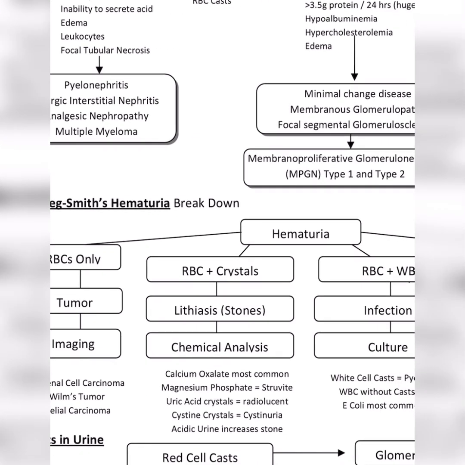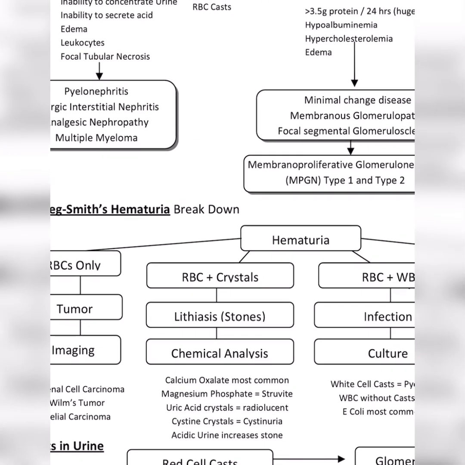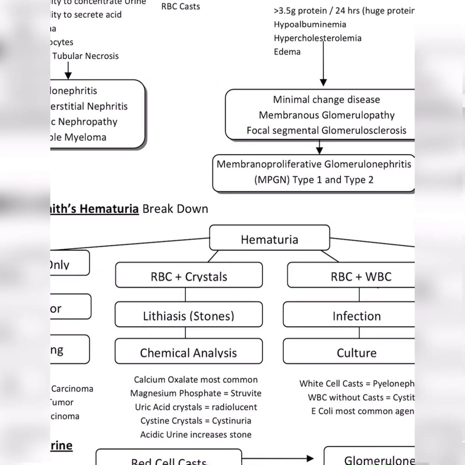If you find RBCs plus crystals, then it can be kidney stones, lithiasis, so you need to go for chemical analysis. It can be oxalate stones, magnesium phosphate, struvite stones, uric acid stones, cystinuria with cystine crystals, and acidic urine increases stone formation. So in the treatment, you try to alkalinize the urine by giving certain medicines, so the risk of crystal formation will be low.